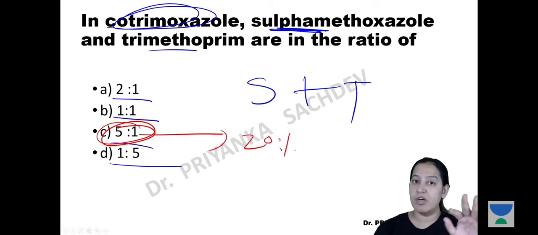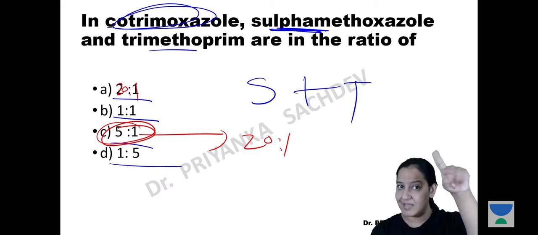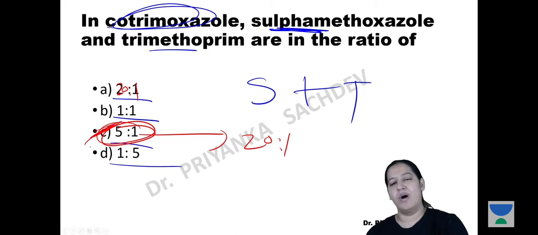The question would have been more useful if one of the options was 20 is to 1. Then you would have been confused. But it is not asked in blood. It is asked in tablet. So the answer will be 5 is to 1. So you have to see what is asked in the question. The correct answer here is C.